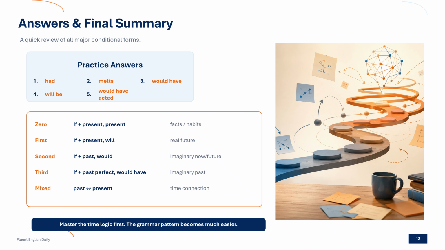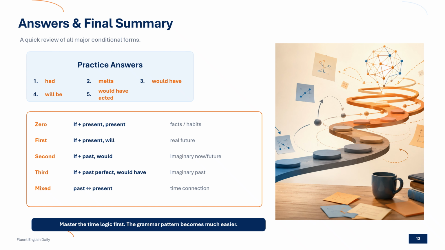Let's check the answers. Number 1 is, if I had more time, I would travel more. This is the second conditional. Number 2 is, if you heat ice, it melts. This is a general truth, so we use the 0 conditional. Number 3 is, if she had called me, I would have helped her. This is the third conditional.